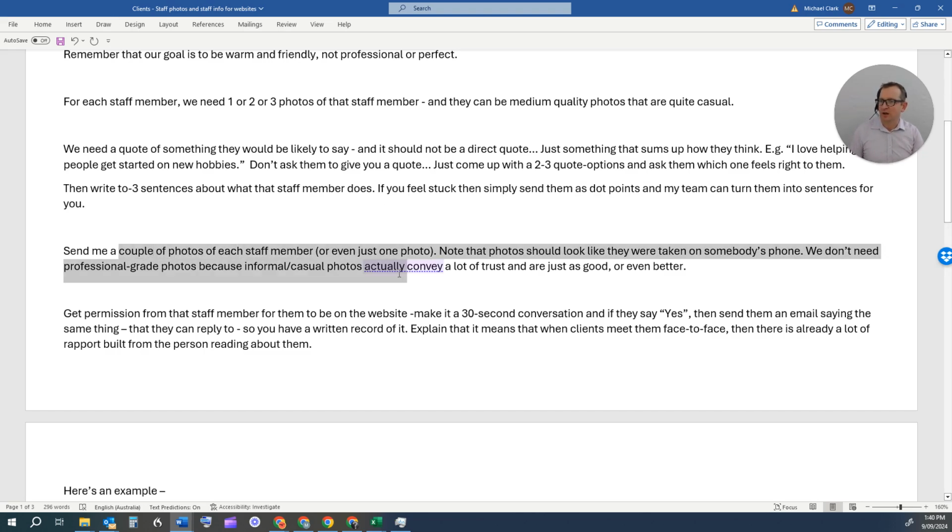So a couple of photos is good, because if you send us just one photo that you think is so good, I'll bet it'll come across as super professional and it will look out of place with the others that are more casual. Okay, so you want casual.